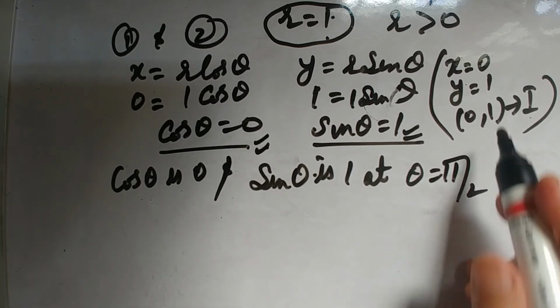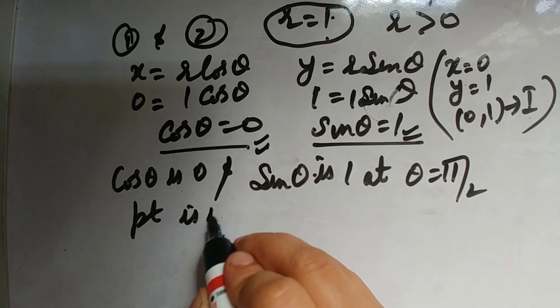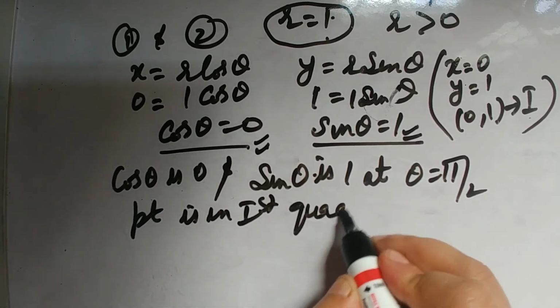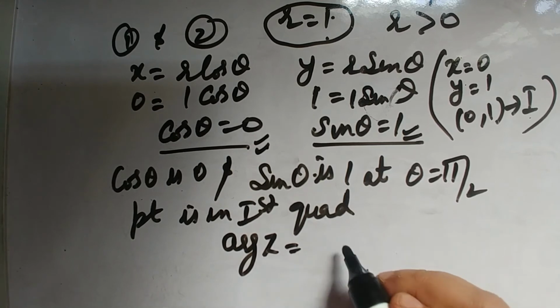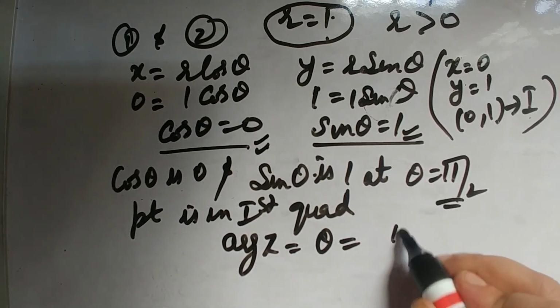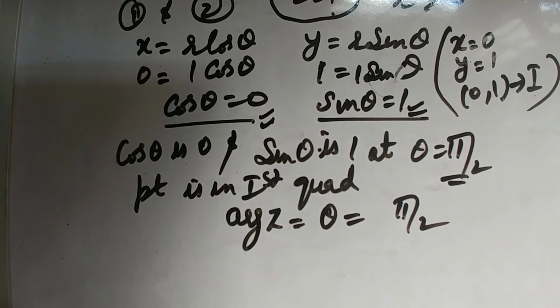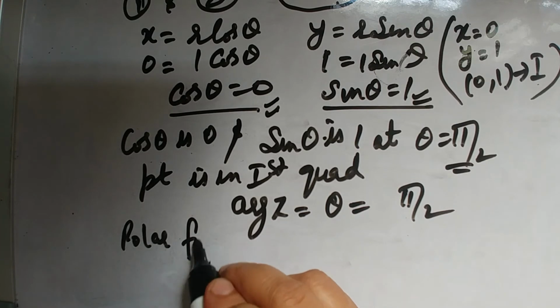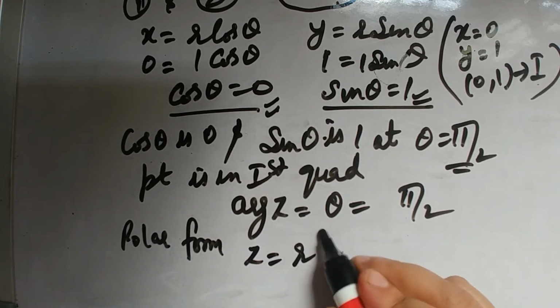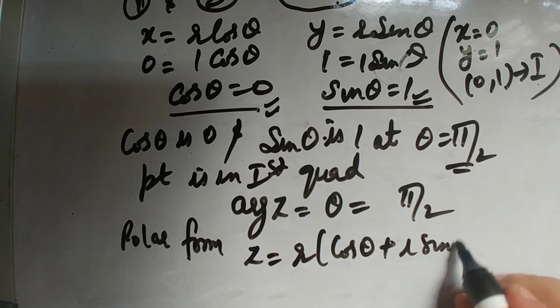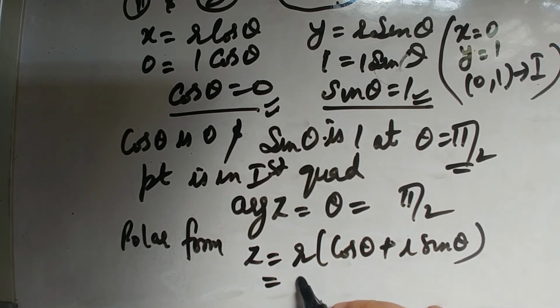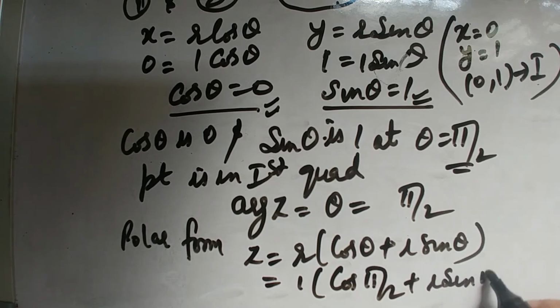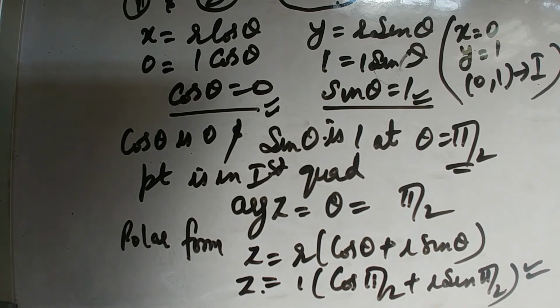As the point is in the first quadrant, you know the argument is theta itself. So it is just pi by 2. Okay, so this is how we frame the argument. So what is the polar form? Polar form is r cos theta plus iota sin theta, and your work is just to replace the value of r by 1, so it is cos pi by 2 plus iota sin pi by 2. So this is the polar form of this complex number.